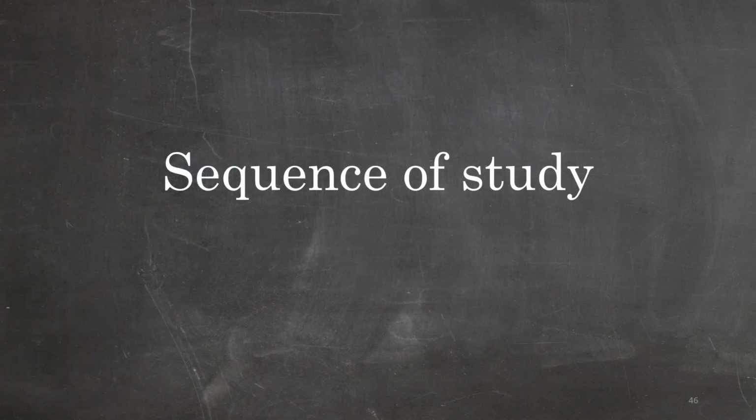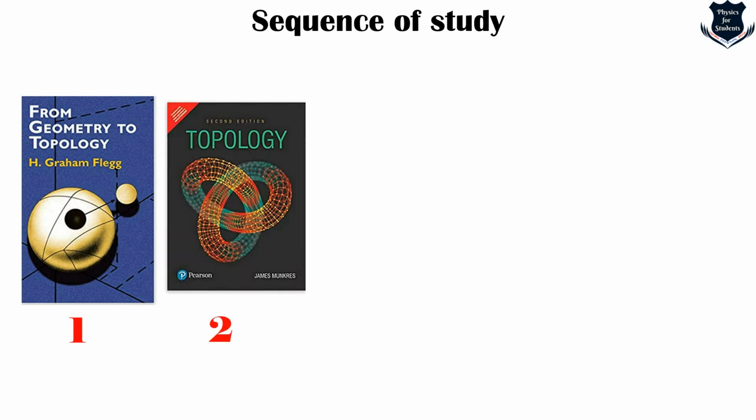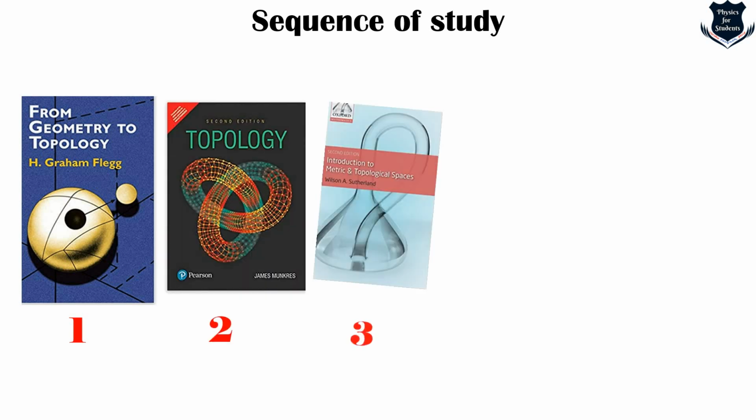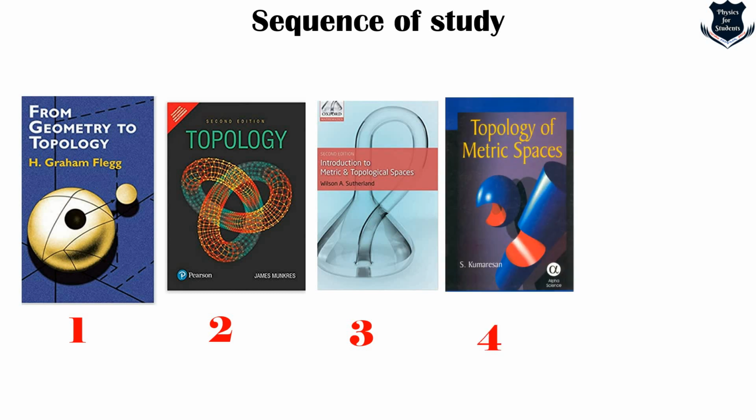Okay, now that we have seen a lot of books, the question is, say for example we are studying all those books, what is the sequence of study? So the first would be From Geometry to Topology by Professor Graham, because that builds up the base very strongly, where you can connect with the geometry you have just learned. Second, obviously Munkres' Topology. Third, once you learn topology overall, you should go to metric spaces. So this would be Wilson or Sutherland. You can exchange in between, first Kumaresan and then Sutherland anyway.